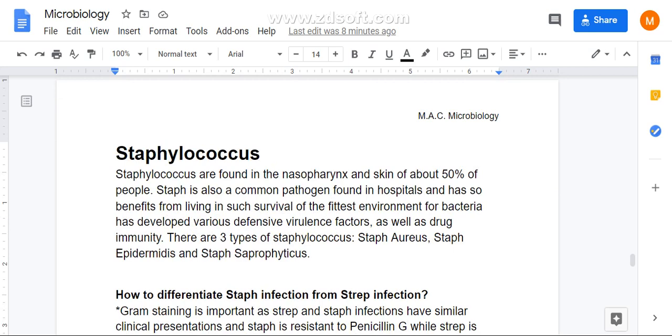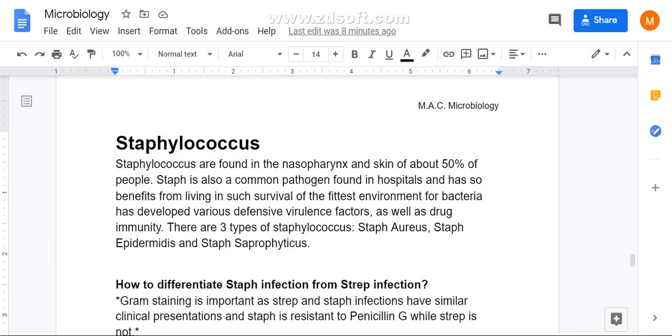Alright, so Staphylococcus, right? Staphylococcus is also gram positive. And if you remember from before, when we're differentiating strep from staph, staph is catalase positive, and that's important to remember. Staph is catalase positive and strep is catalase negative. So if you do a catalase test and it is positive, you have staph. If the catalase test is negative, you have strep, right?